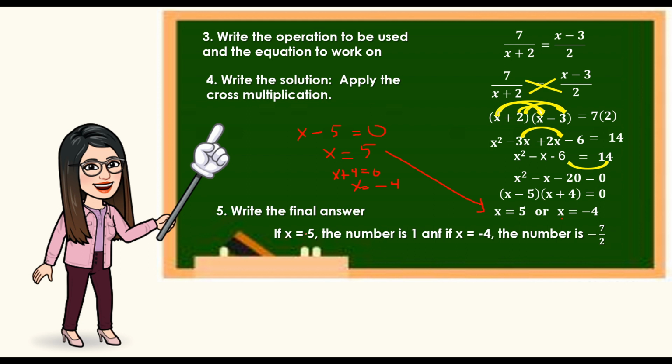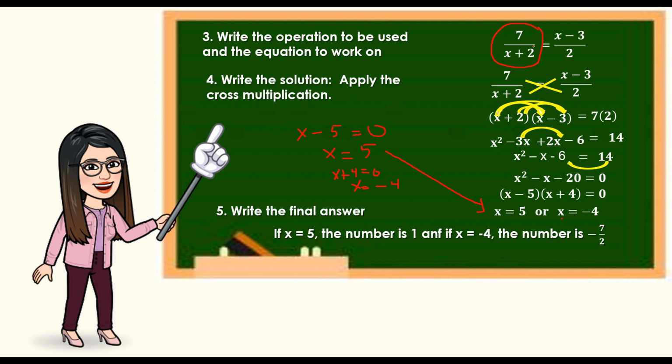By substituting the value of x in the given expression, that's why we have 1. So if x is 5, 7 all over 5 plus 2. So 5 plus 2 is 7. 7 divided by 7 is equal to 1. Okay? And if it's negative 4, it's 7 all over negative 4 plus 2. And negative 4 plus 2 is negative 2. So it's negative 7 over 2.